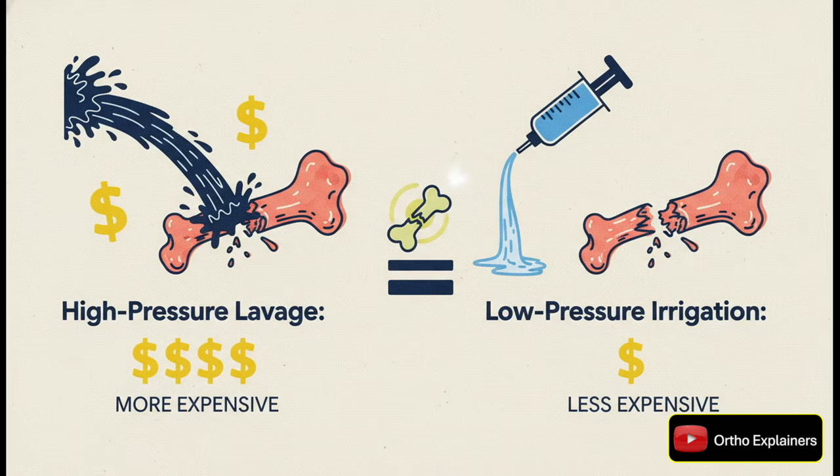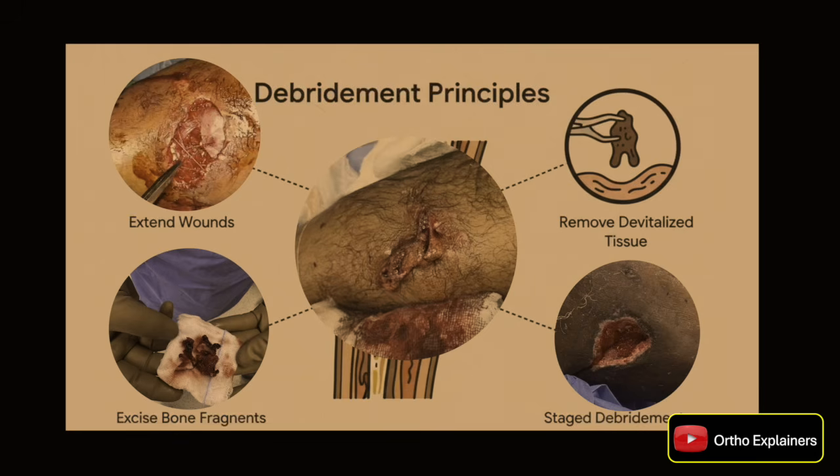And the data consistently show no difference in infection or union rates. So given that low-pressure irrigation is way less expensive and avoids potential soft tissue damage, it really should be considered the standard of care. When it comes to debridement, there are absolutely no shortcuts.